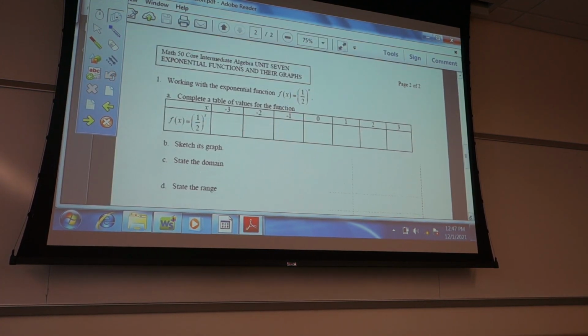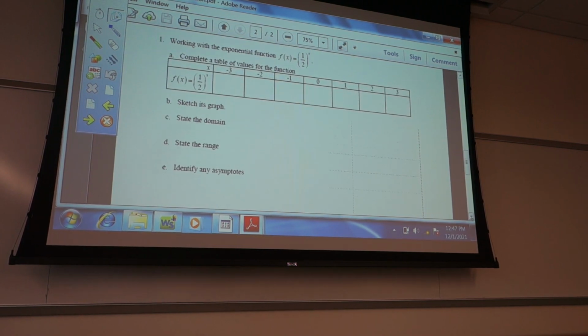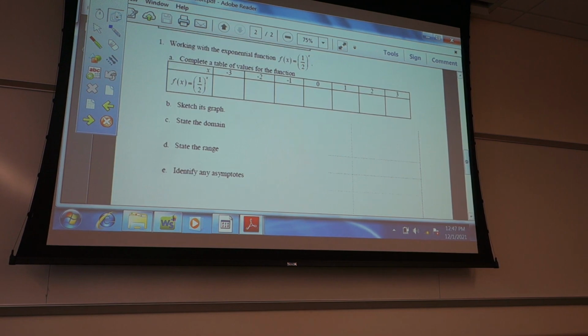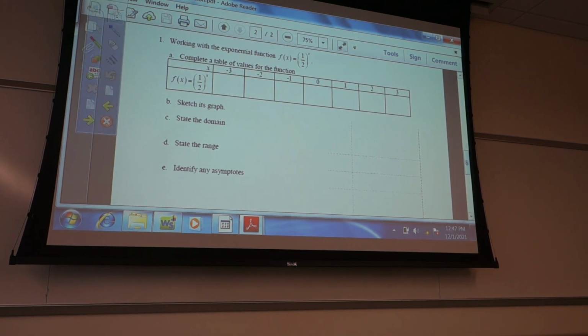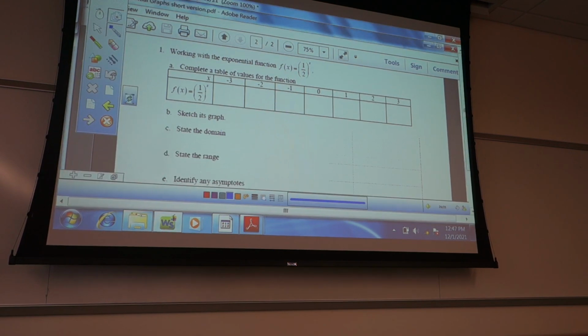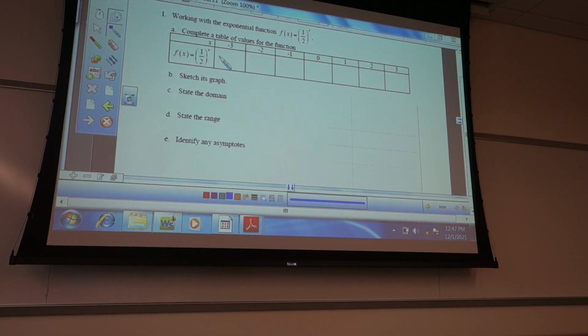All right, so let's see. We're going to work through a few of these. So I would like everybody here to complete this table. So you're going to do 1/2 raised to the negative 3. So do it on your calculator. Try to figure out how to do it on your calculator. I'll do it on my calculator. How's it sound?